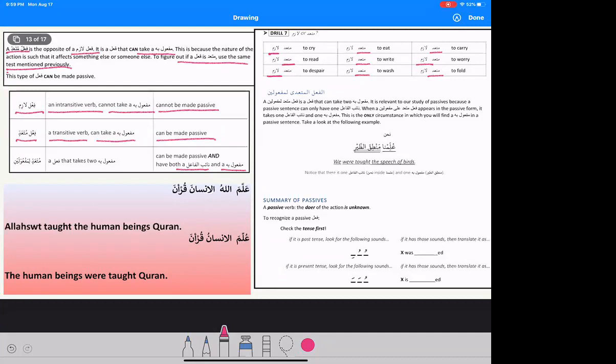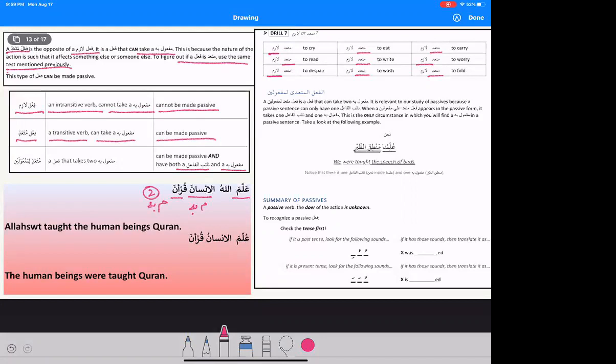For example, over here, Allamallahu insana Qur'ana. How are we going to translate? Allah subhanahu wa ta'ala taught the human beings Quran. So allama is the verb that takes two mafuls. Allama, he taught. Who taught? Who did he teach, and what did he teach? These are the two questions that come with allama. So allamallahu, Allah taught, al insana, this is our first mafulun bihi, and Qur'ana is our mafulun bihi number 2.